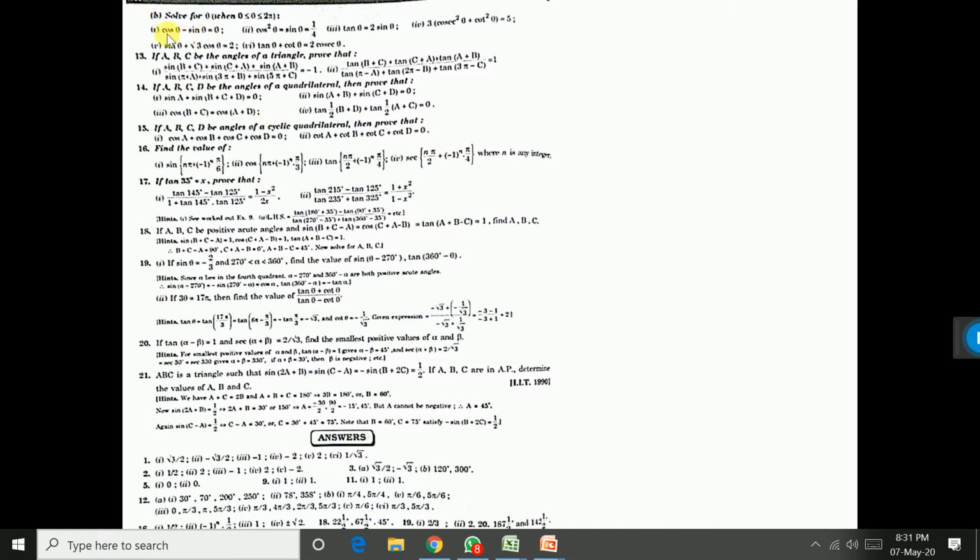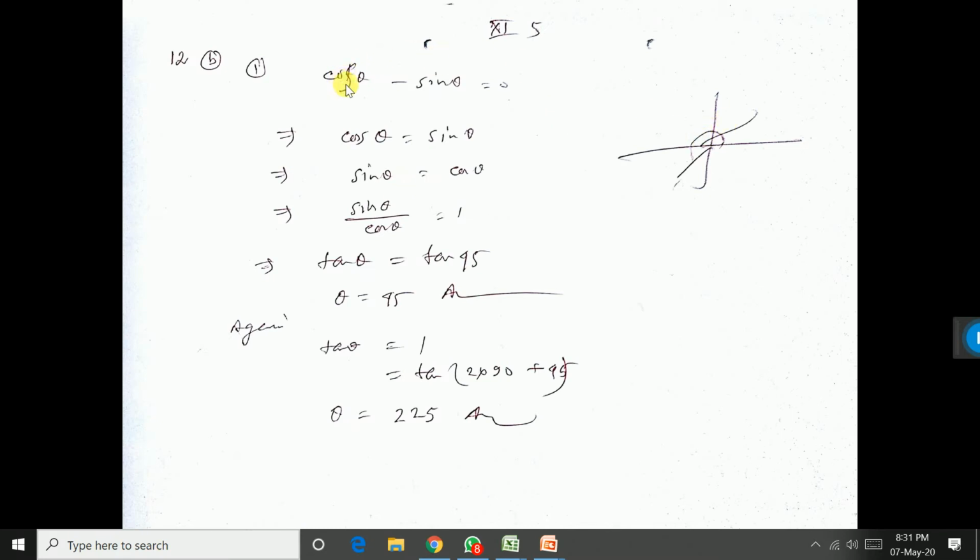12 part B, see the sum: cos theta minus sin theta equal to 0. I have to find the value of theta, where theta lies between 0 and 2 pi, that is 0 and 360 degrees. The range, we have to find all the values. Take sin theta to the right hand side, then sin theta equals cos theta. Divide by cos theta, so that sin theta by cos theta is tan theta equal to 1. 1 means tan 45 degree. So theta equals 45 degree.